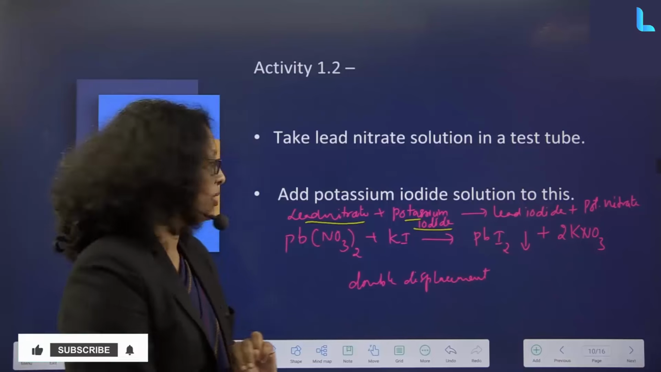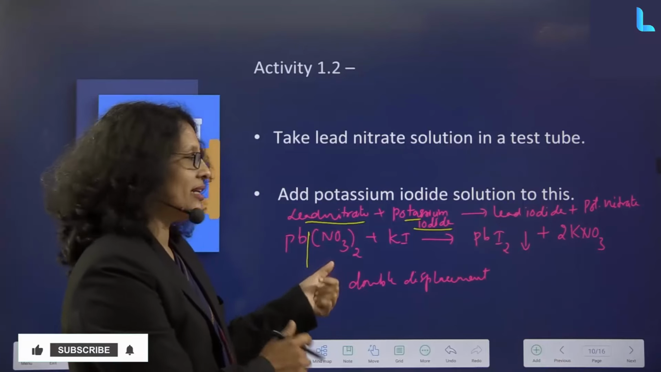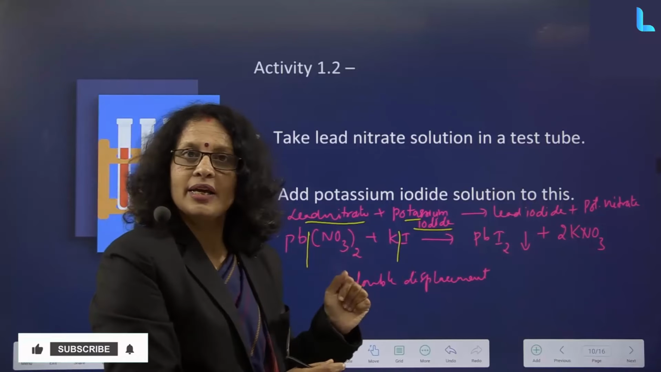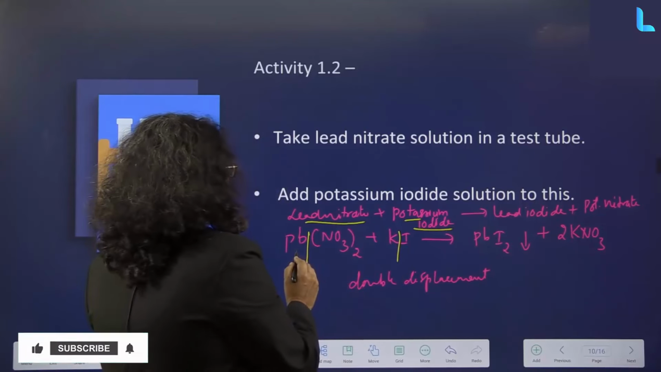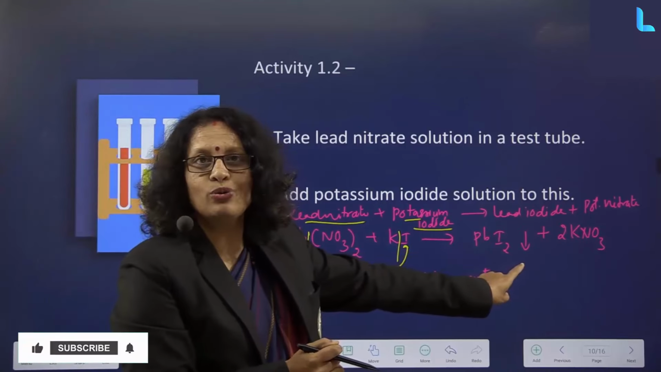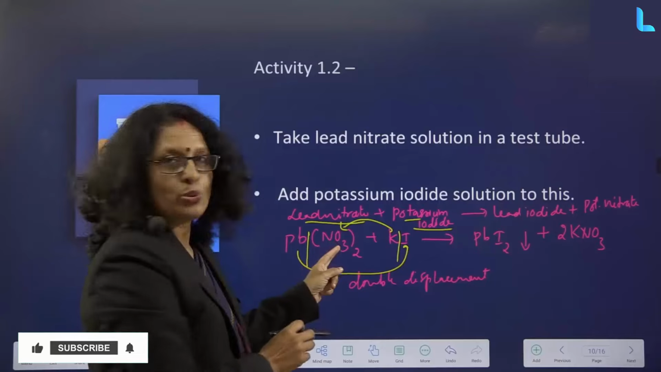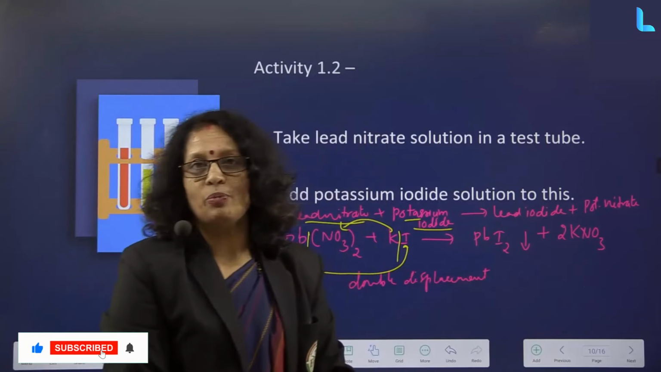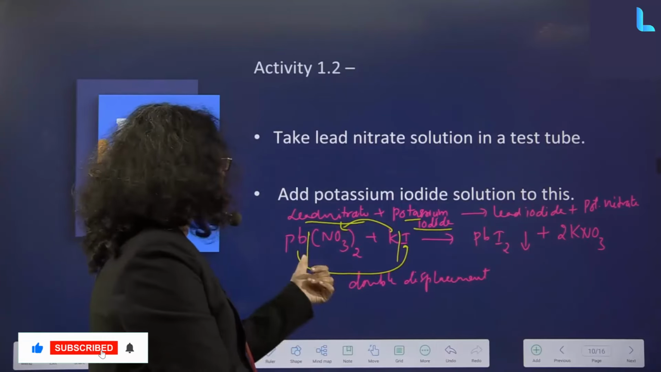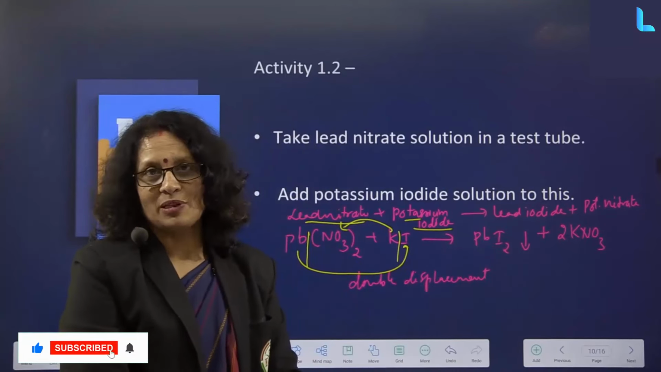Double means at a time two components will displace. We can see here in lead nitrate, lead is one component, nitrate is another. In potassium iodide, potassium, symbol K, is one component, iodine, I, is another component. Now what will happen? An interchange will happen. One displacement is when Pb goes and combines with I2, so you get PbI2. The second displacement is when potassium combines with nitrate, so you get KNO3, potassium nitrate. So twice we have a combination, and two times bonds are breaking and new bonds are forming. This kind of reaction is called a double displacement reaction.